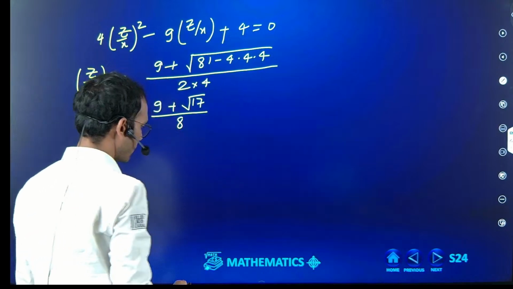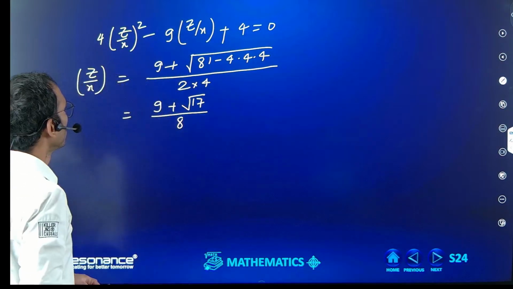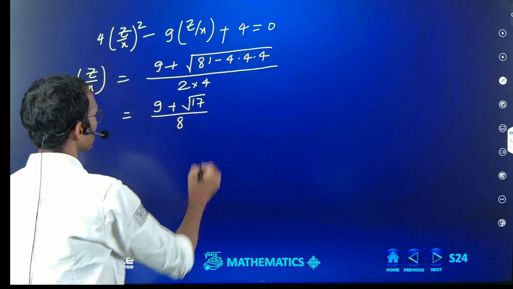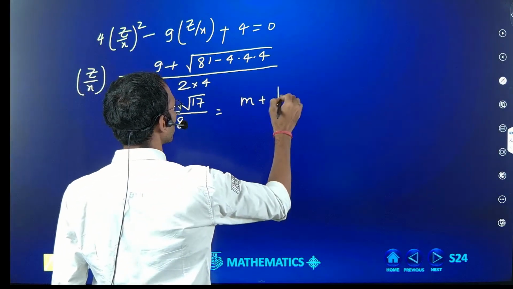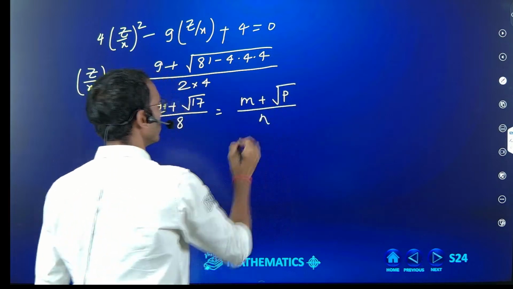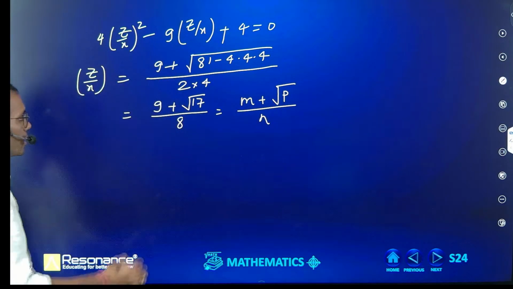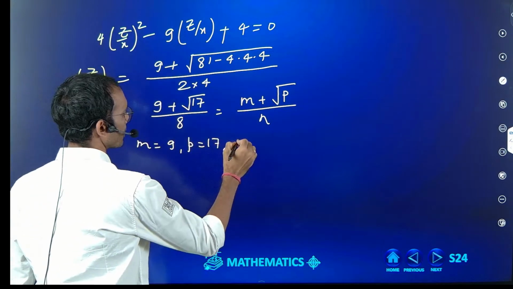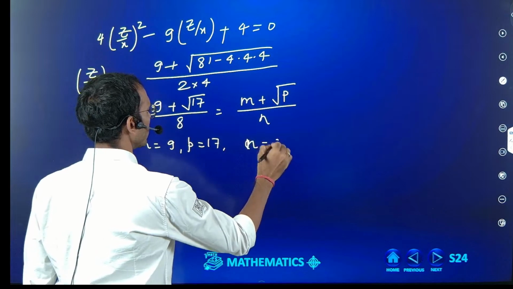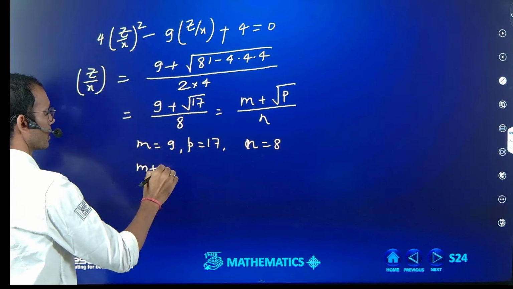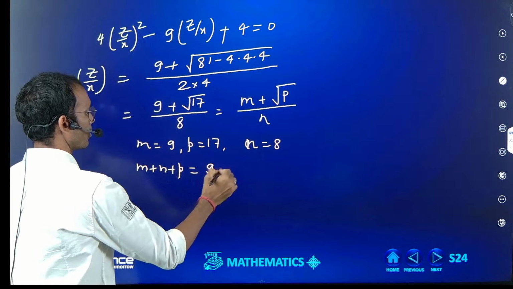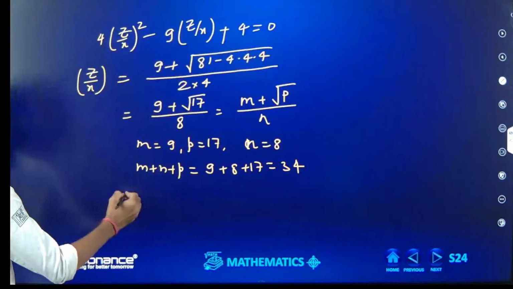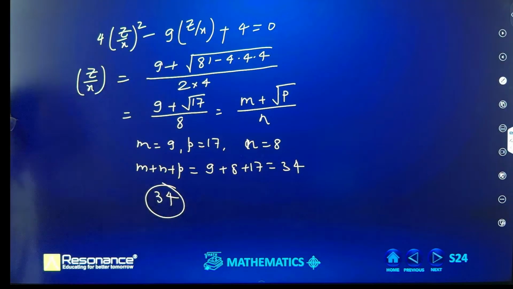Okay, and that is given in the form (m plus under root p) divided by n. So if you compare this expression, we are getting m equals 9, p equals 17, and n equals 8. So you have to find m plus n plus p. That is 9 plus 8 plus 17, I think 34. So the correct answer is 34 for this question.